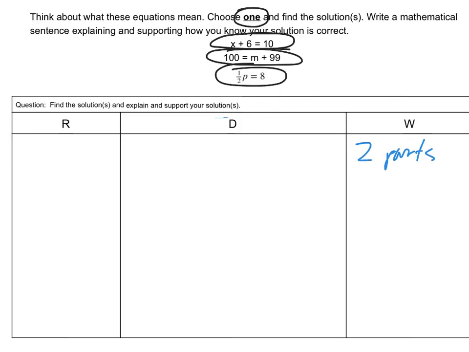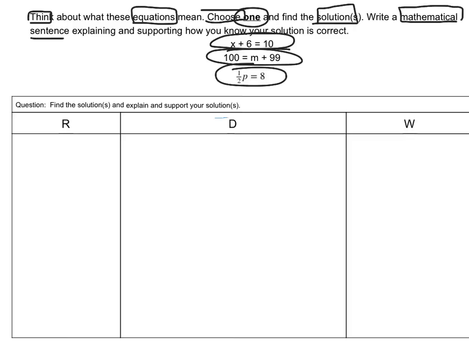Now, let's box the important math action words. Think, equations. Think, choose, solutions, mathematical sentence, solution, another solution. This is basically an example of how we annotate, step by step, breaking it down to gain a true understanding.